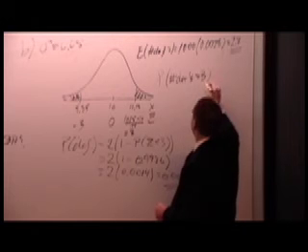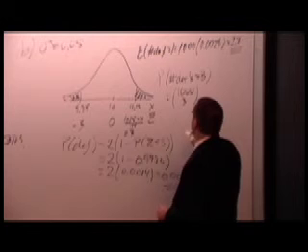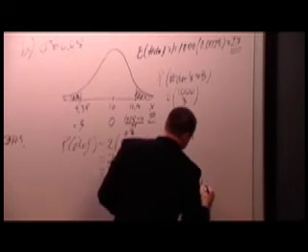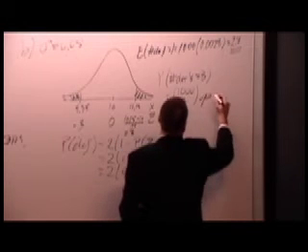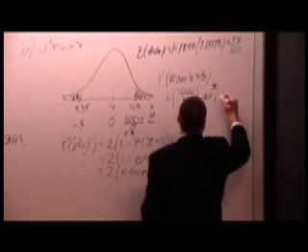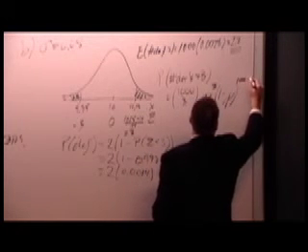1,000 choose 3, the probability, what's the probability again? 0.0028. We'll just call that little p. Little p to the third, 1 minus p to the 1,000 minus 3. There you go.